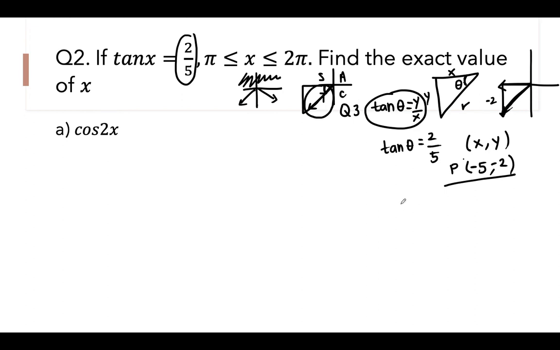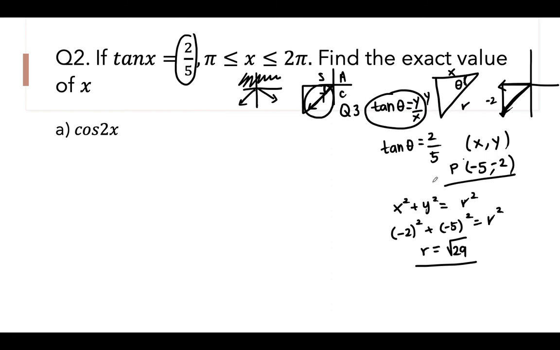So the hypotenuse is going to be x squared plus y squared equals, let's say, r squared. So it's going to be negative 2 squared plus negative 5 squared is radius squared. So r is equal to 4 plus 25, so it's going to be square root 29. Okay, so that is my radius.